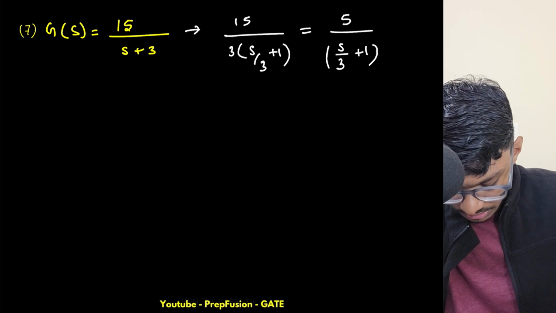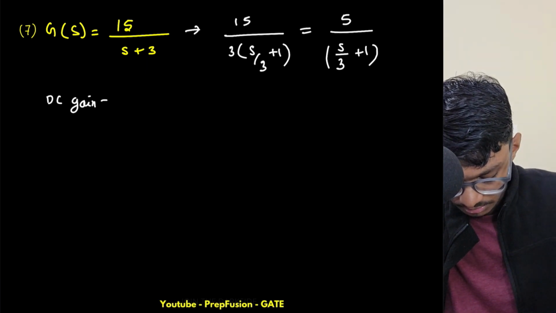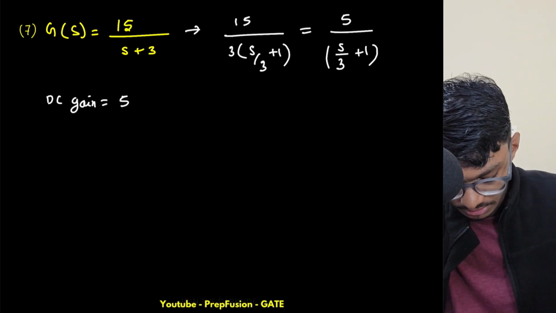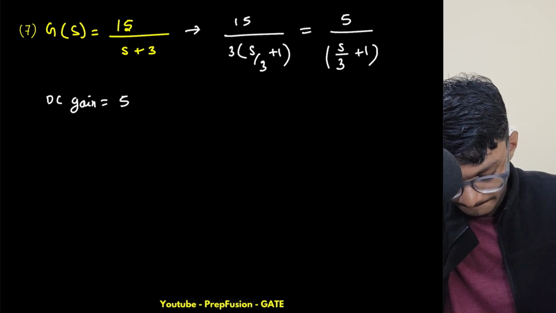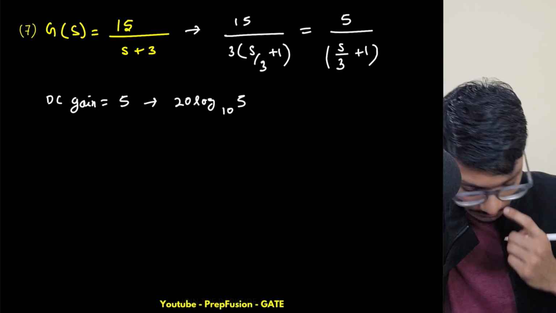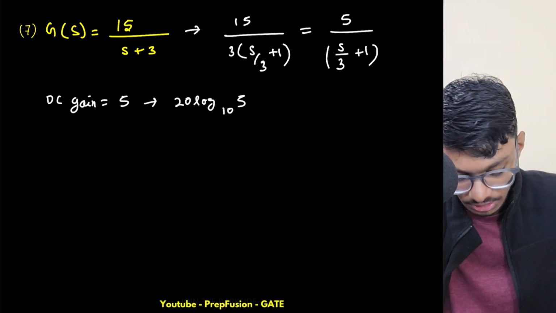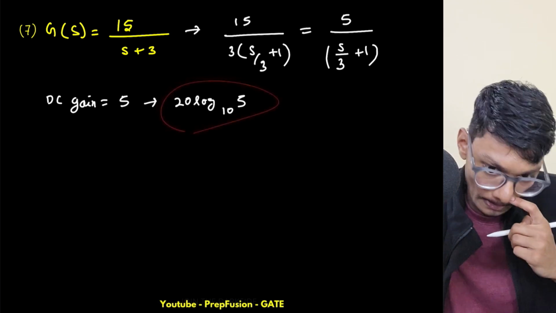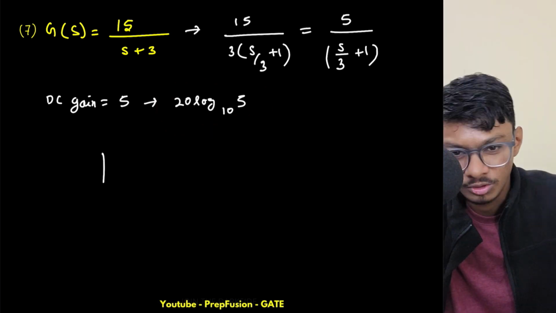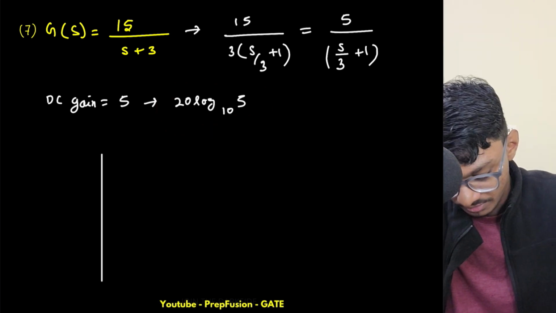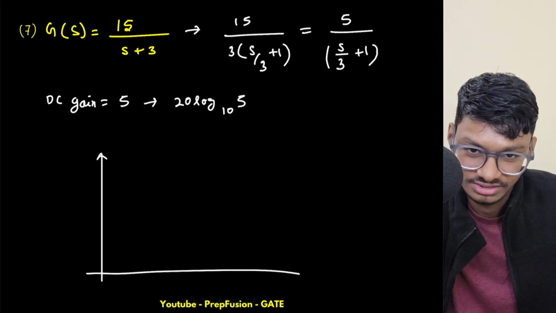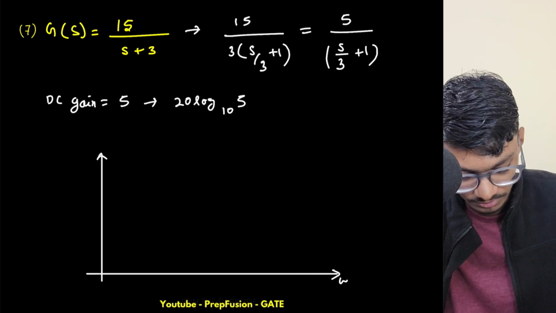What is DC gain? DC gain equals 5. Now in dBs it is 20 log base 10 of 5. I'm not interested in the exact value, so I'll leave it like this. This is where my Bode plot will start. Generally we start our Bode plot from 0.1 frequency itself. That is a general convention, nothing fixed, it depends upon you.